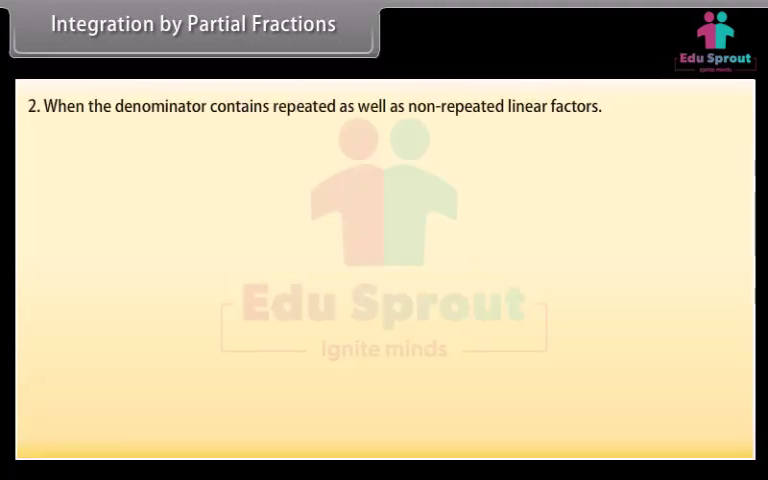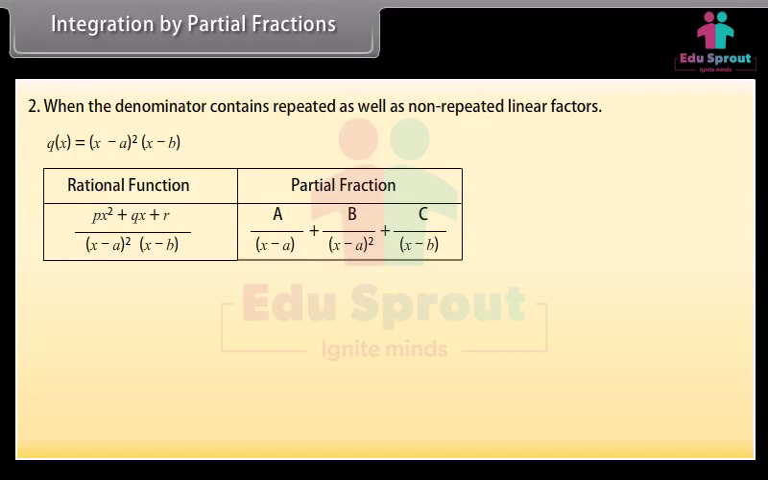When the denominator contains repeated as well as non-repeated linear factors, Q(x) is equal to (x minus a) squared times (x minus b). If the rational function is (px² + qx + r) by (x minus a)² into (x minus b), then its partial fraction is A upon (x minus a) plus B upon (x minus a)² plus C upon (x minus b).